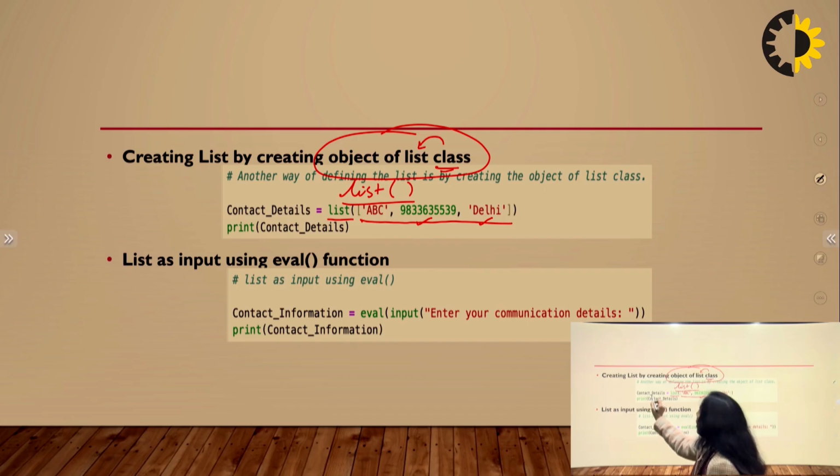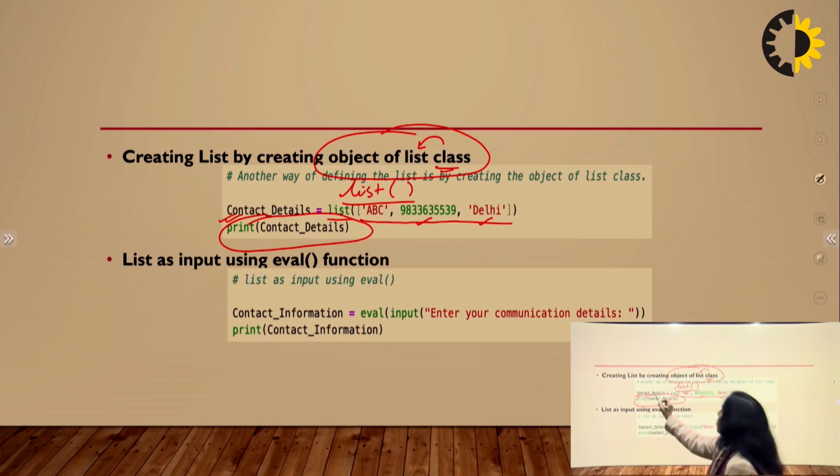To see whether the list is created or not, we can use print contact_details, the name that we had given to our variable. This is just the object. contact_details is the object for the class list.